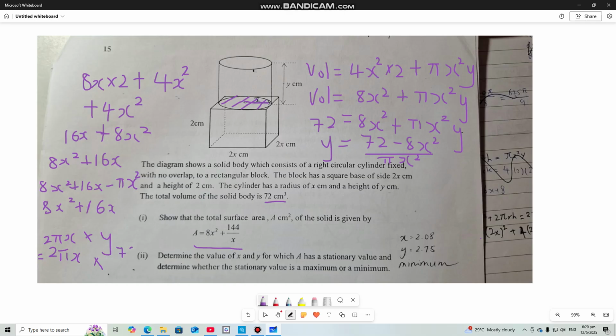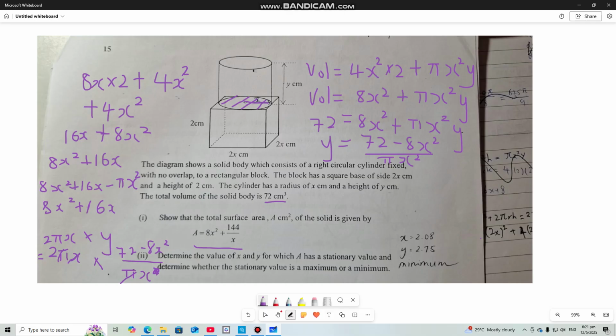So let's just do it quicker. Minus 8x squared over pi x squared. So what happens now is you can cancel the pi. And then the x can also cancel, leaving you with only one x at the denominator. Something of this sort. And then let's continue to multiply.